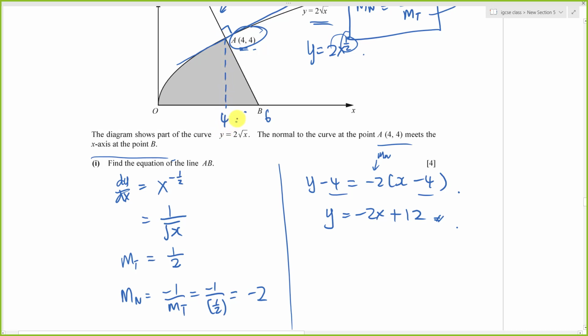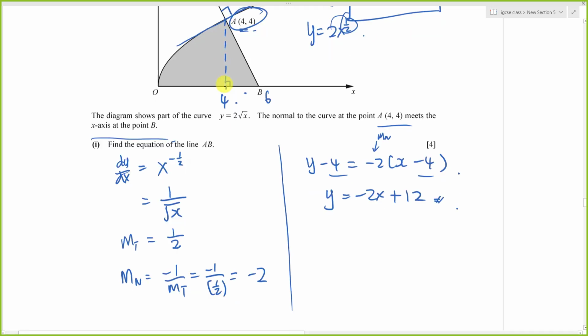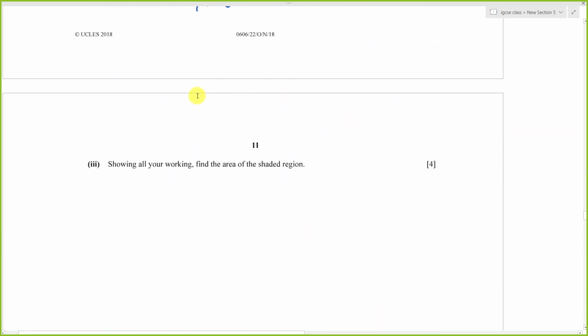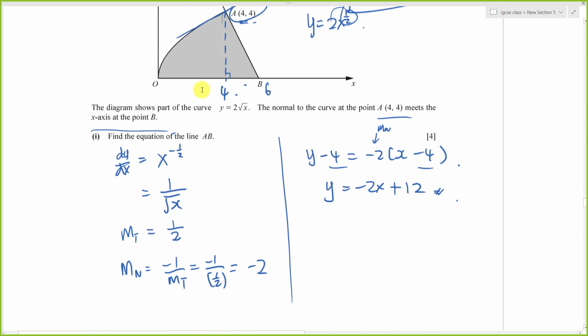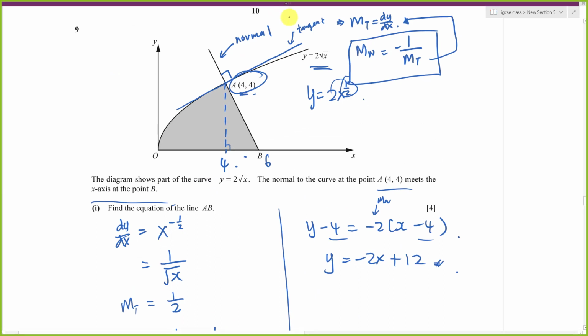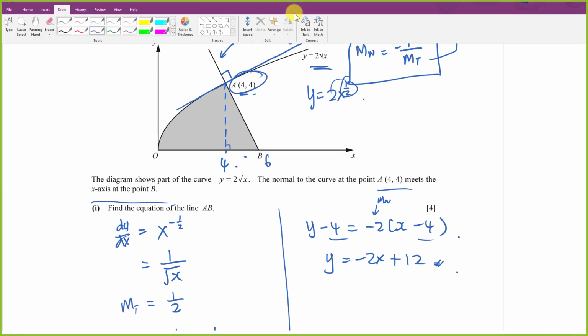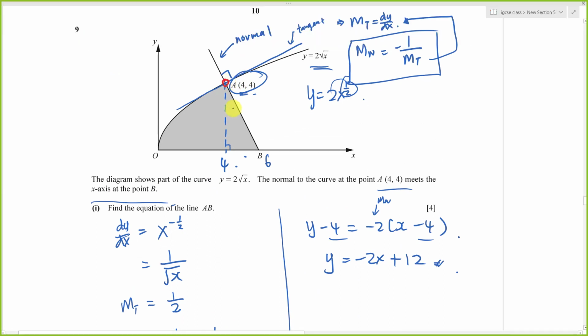I always draw the dotted line 90 degrees to the x-axis from the intersection point. This is how I find the area of integration, or area of shaded region, for the integration topics. Now they ask you to show all your working, find the area of the shaded region. So remember, for a question like this, always find the intersection point.